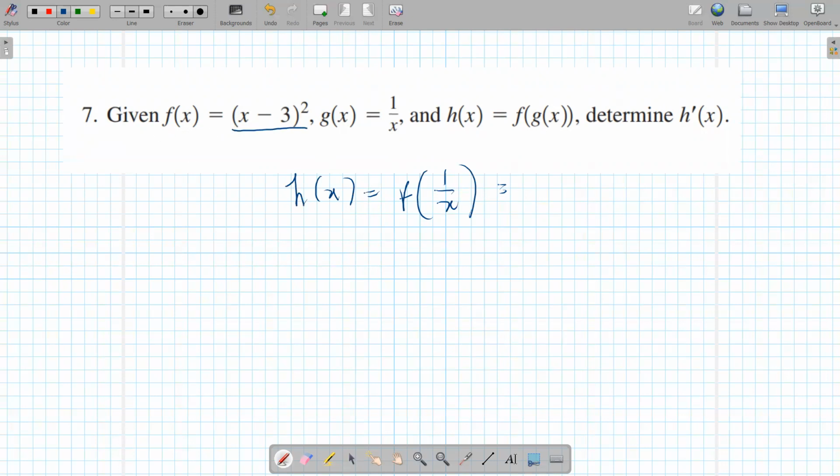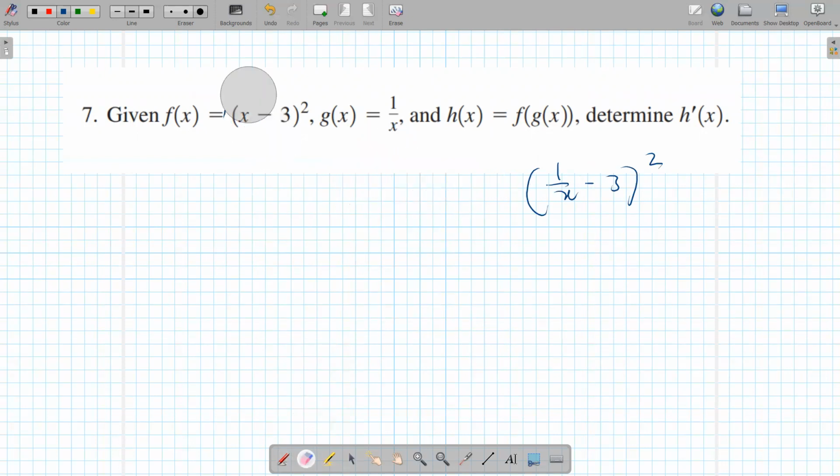See, this is f of x. We're trying to find f of 1 over x. Just replace the x with 1 over x. What do you get? No? You see this x? We're just going to replace that with what's in the brackets. That's going to be 1 over x because there's only one x, like this. Okay? So that thing that we have right now is h of x.